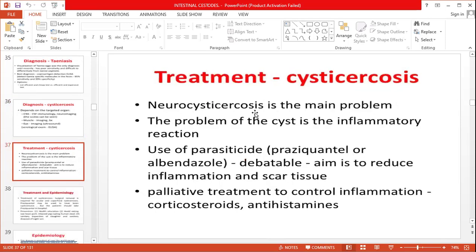The treatment: neurocysticercosis is a brain problem. For the problem of cyst and inflammatory reaction, praziquantel or albendazole can be used as an effective treatment to control inflammation. Corticosteroids and antihistamines are also given.